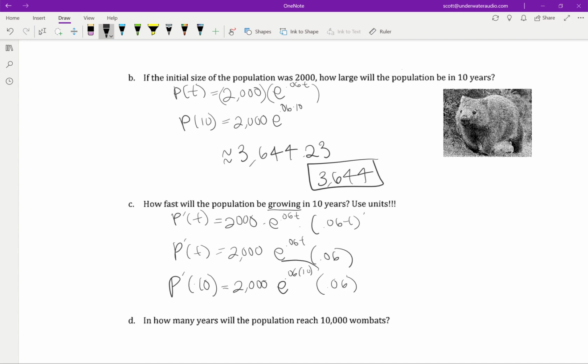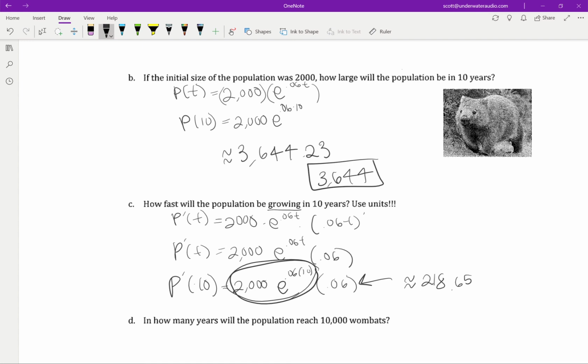I just put this into a calculator, right? And that's what I got up here. When I did 2,000 e to the 0.06 t, I got 3,644. So instead of putting this into my calculator again, I could just take this value and multiply it by 0.06. But either way, maybe that doesn't feel all that comfortable to you. I will put this into my calculator. When I do that, I get approximately 218.65.